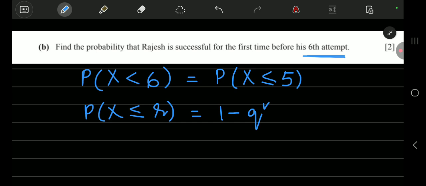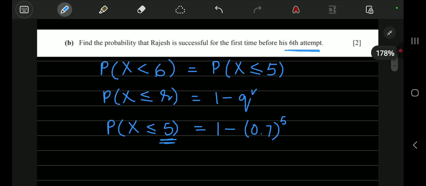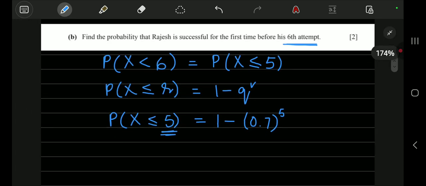So now apply this for the probability of x less than or equal to 5. We will be using 1 minus q, that is the failure probability, to the power r, and here r is 5 because we are taking r to be 5. Okay, so this needs to be done very carefully, what to take as r. And what is 1 minus 0.7 to the power 5? It is 0.8319.